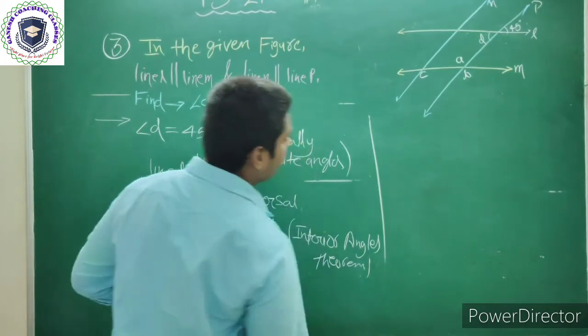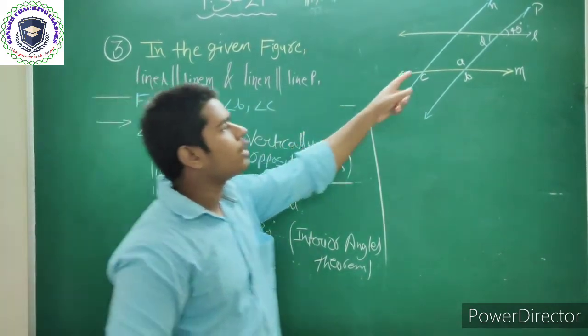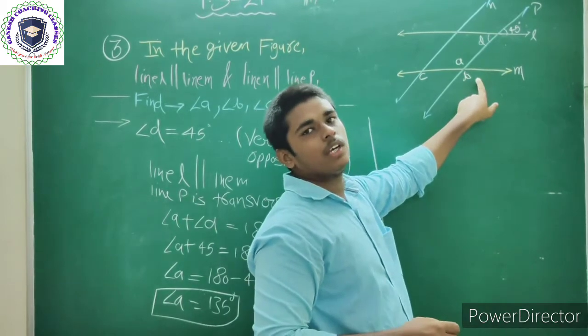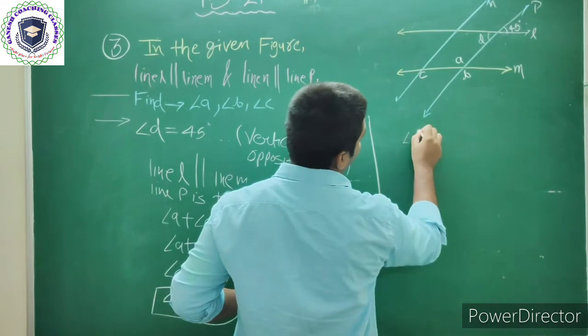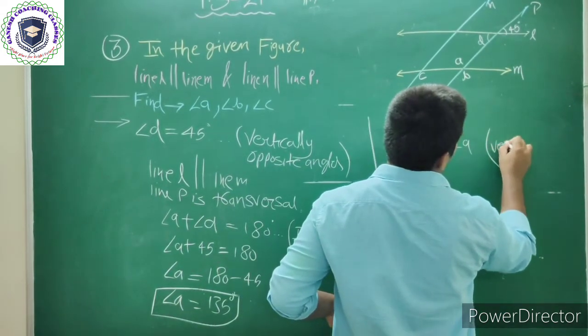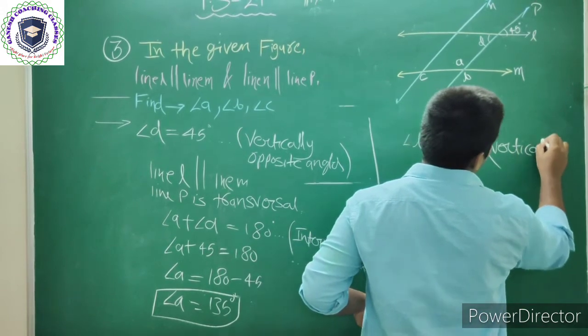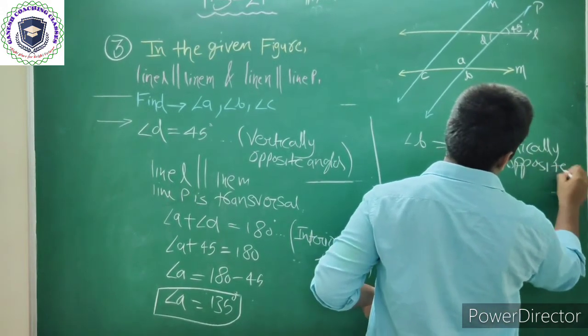Now we have to find the value of B and C. As we can see in the figure, A and B are vertically opposite angles to each other, so we can write that angle B is equal to angle A. What is the reason? Vertically opposite angles.